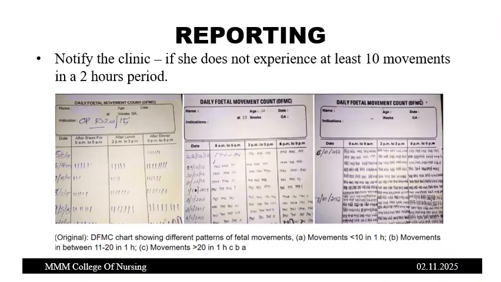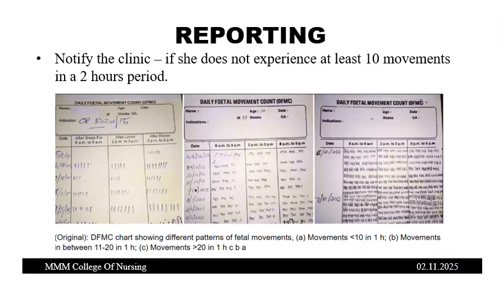If you see in the picture, it shows a DFMC chart. It shows different patterns. The first picture shows less than 10 movements in 1 hour. You can see they have written it as marked lines. The first column is the morning, the second column is the afternoon, the third column is the night. The first picture shows less than 10 movements in all 3 periods: morning, afternoon, and night.